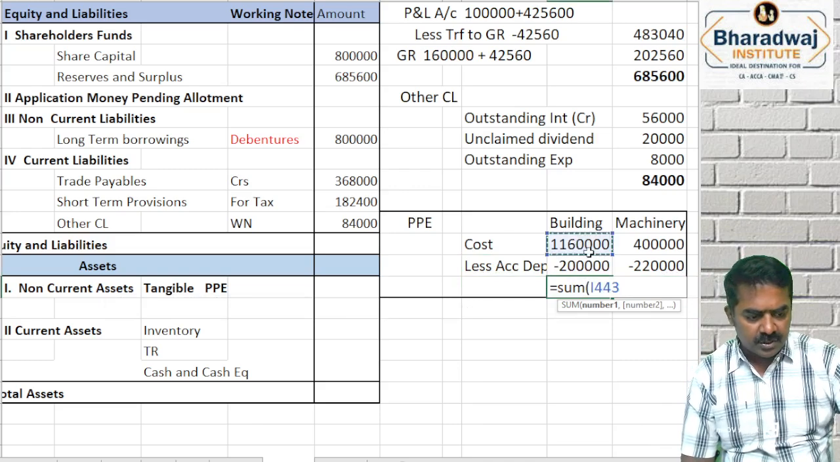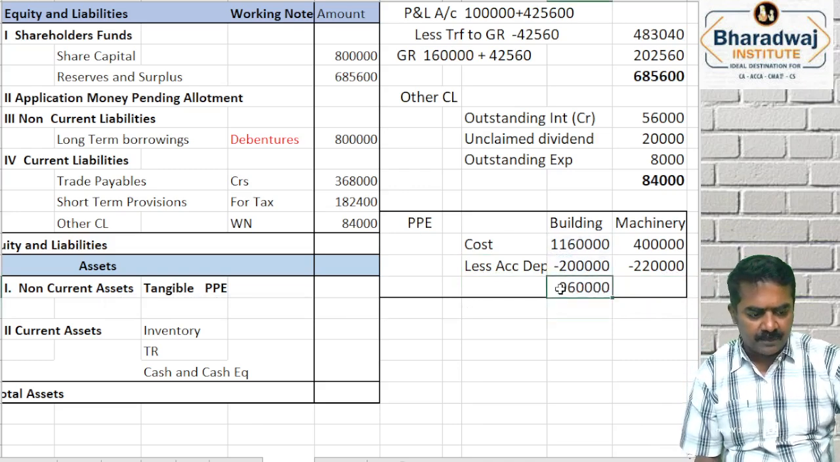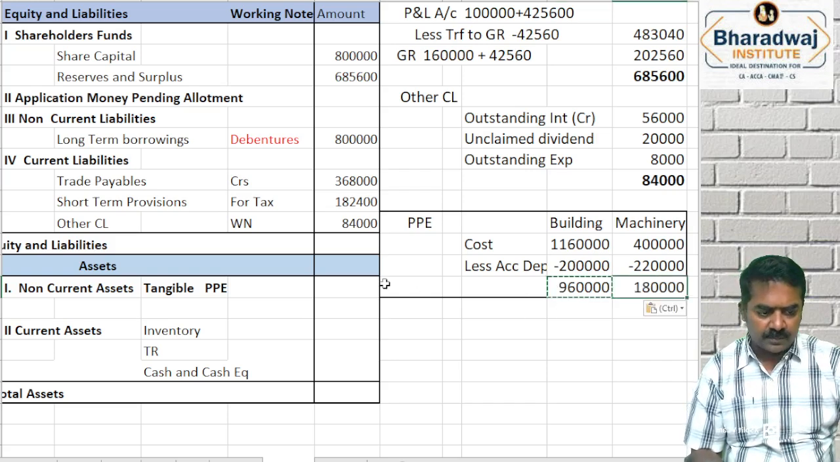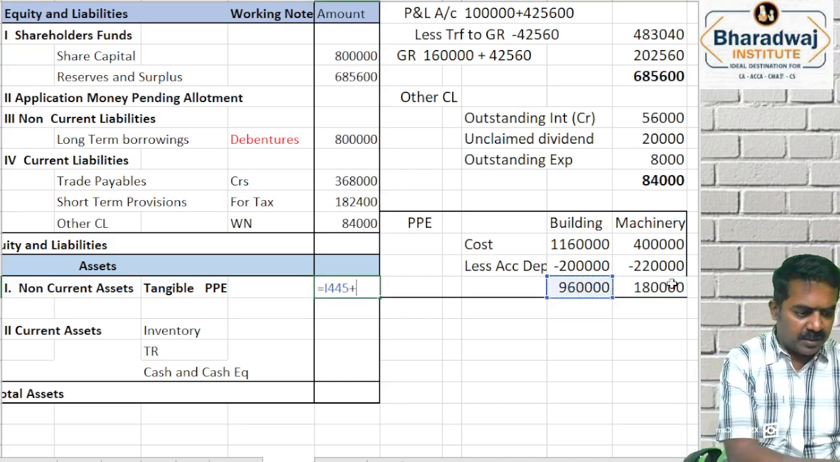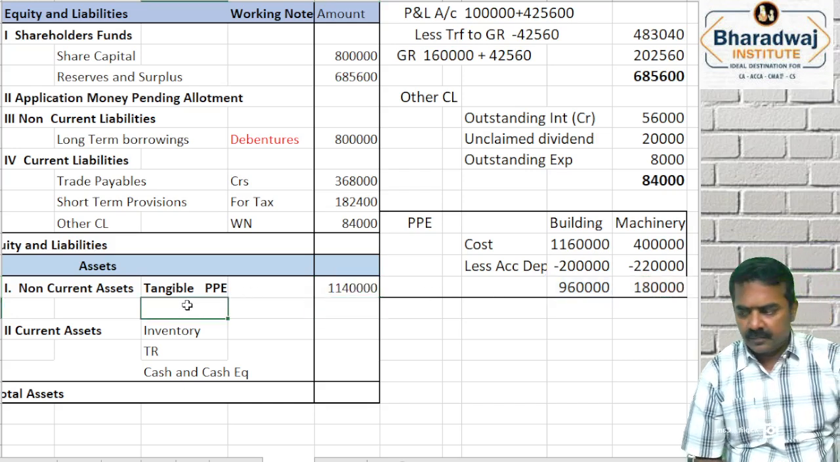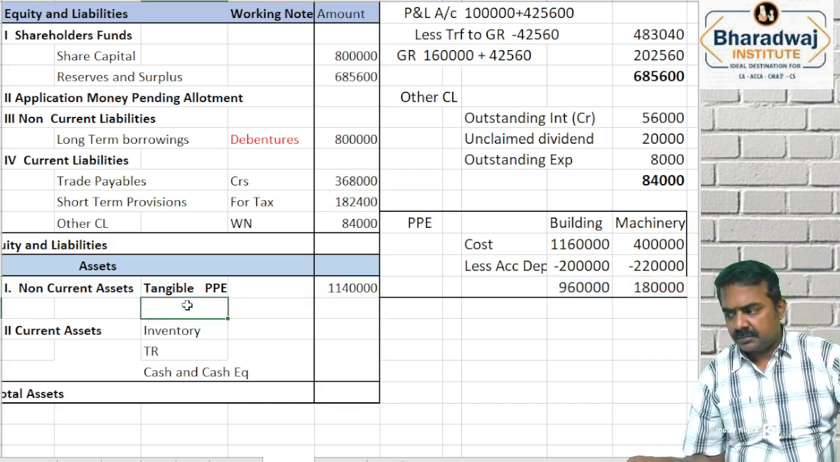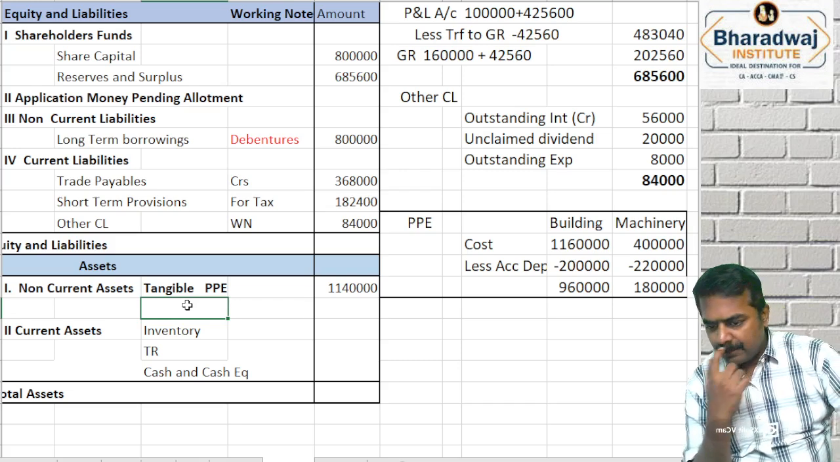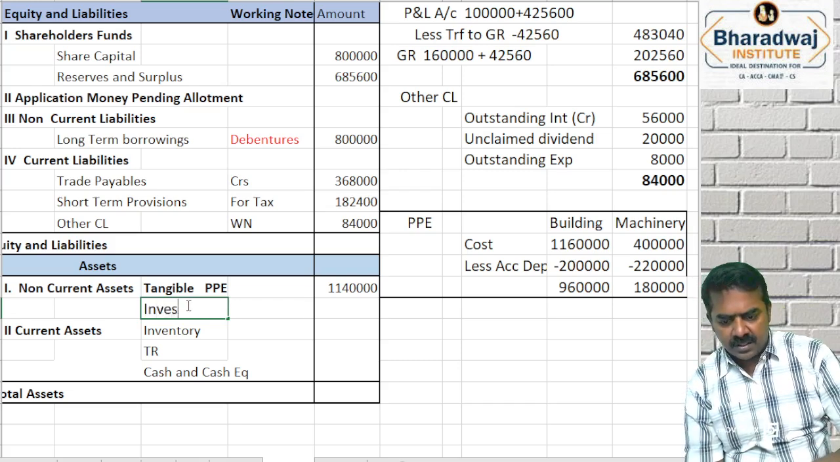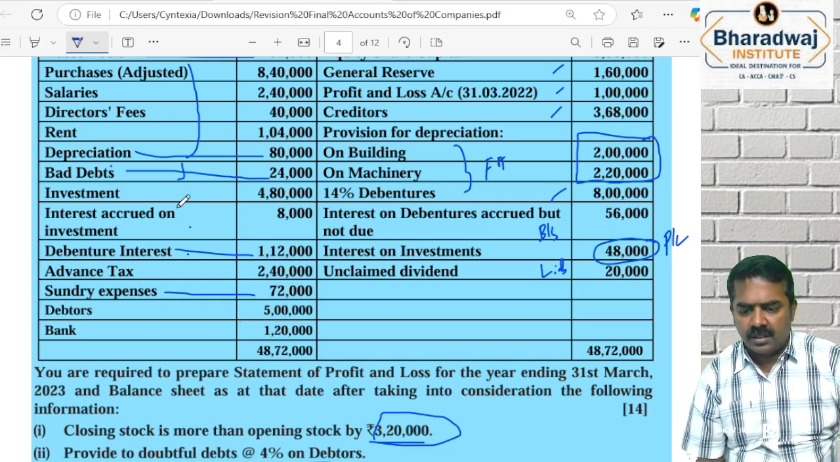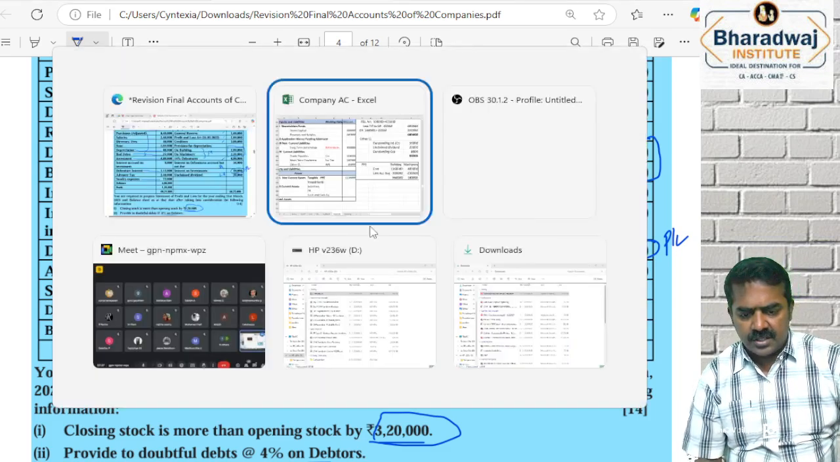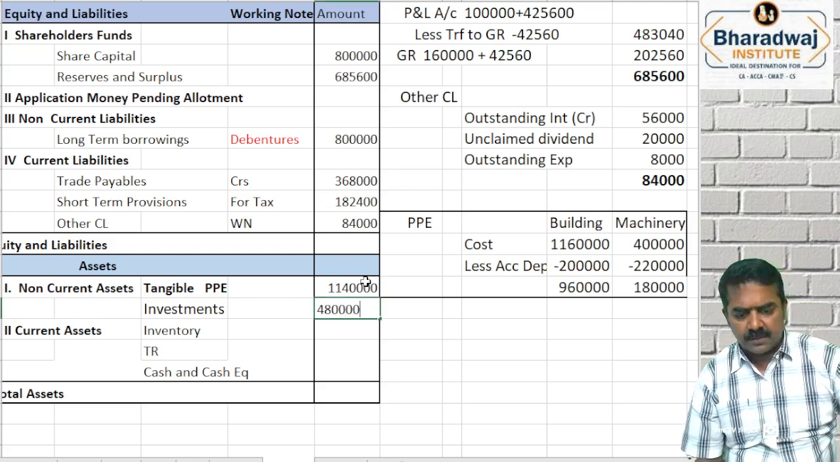If you treat loose tools like machinery spares, you can show them under fixed assets. You can show under current assets also. These two, 9,60,000 plus 1,80,000. Any intangible asset given in the question? No. But investments are given. Short-term investment will come in current asset. Generally, investments will come under long-term assets.